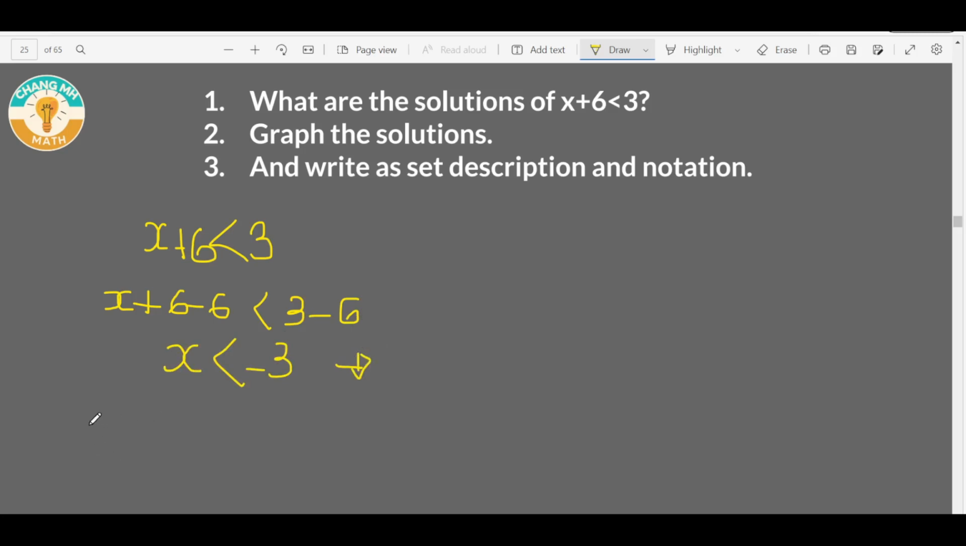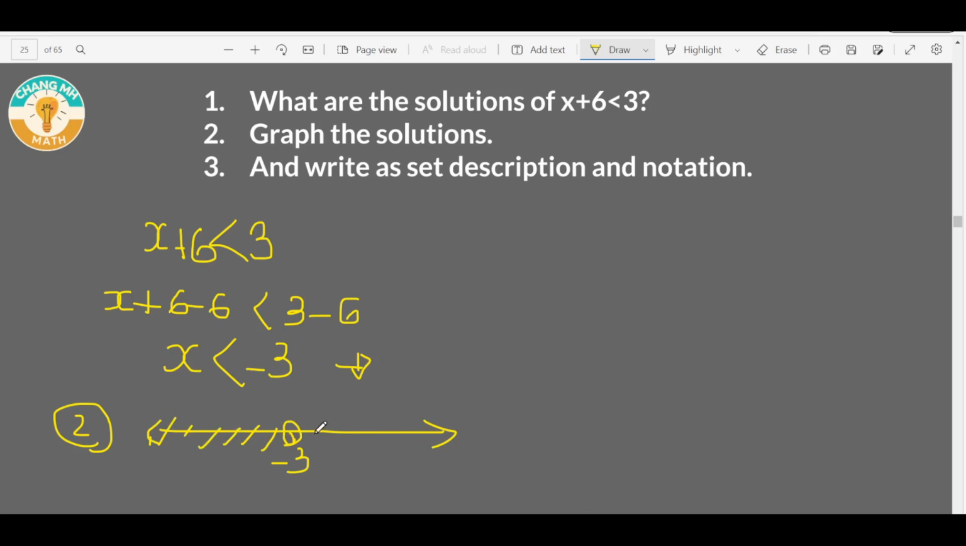Alright, so number 2, let's grab it. Okay, here's the number line, and just draw minus 3 here. So the value of x is less than minus 3. Less than means the left side, so you have to shade the left side. And do we need to fill this one? No, because there is no equal sign here.